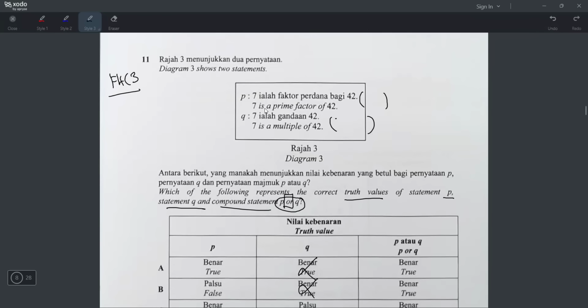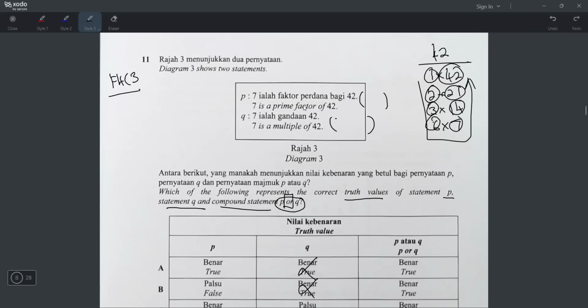So let's determine the truth value for each single statement. 7 is a prime factor of 42. What is a prime factor? Let's talk about what a factor is first. A factor of 42 means you write down 42 and think about what number times what number gives you 42. So 1 times 42, 2 times 21, 3 times 14, 4 cannot, 5 cannot, 6 times 7, and that's all, because the next one is 7 times 6, which repeats. So all the factors are 1, 2, 3, 6, 7, 14, 21, 42.